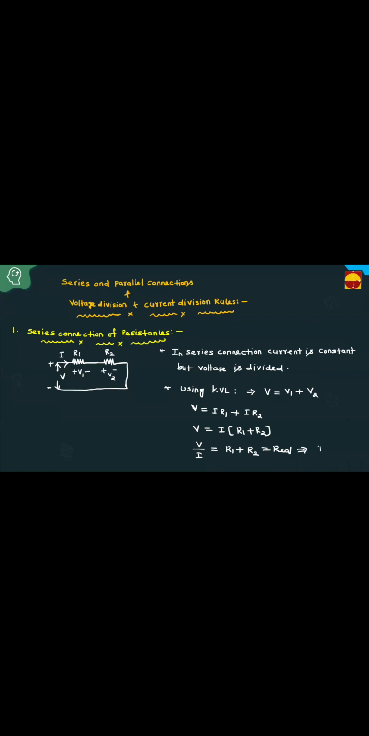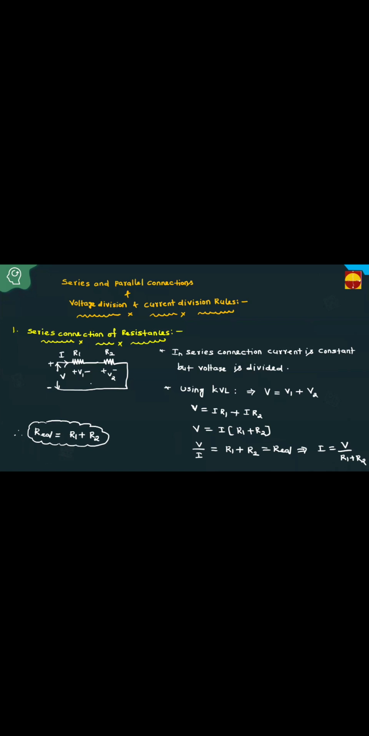From this, what is I equal to? V by R1 plus R2. Then what is the R equivalent? The R equivalent equal to R1 plus R2. That is, if two resistors are connected in series, the resultant equivalent resistance equals the sum of the two resistances.